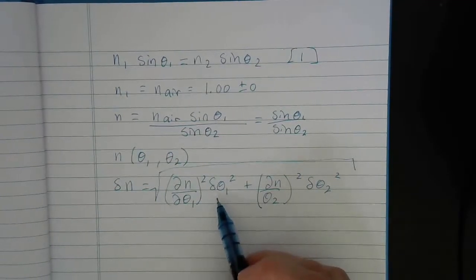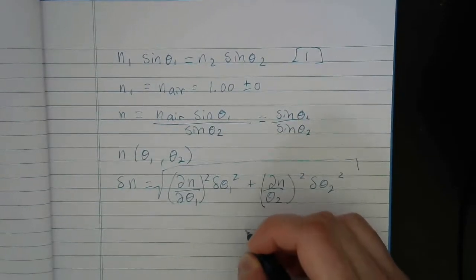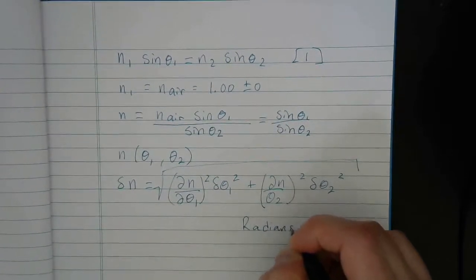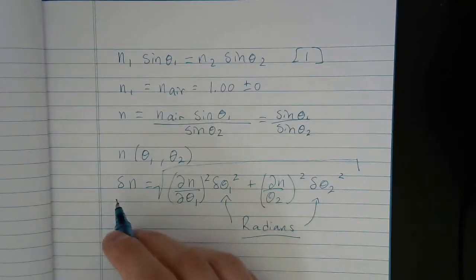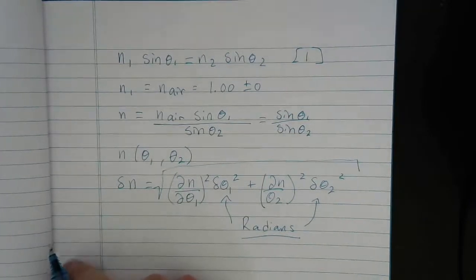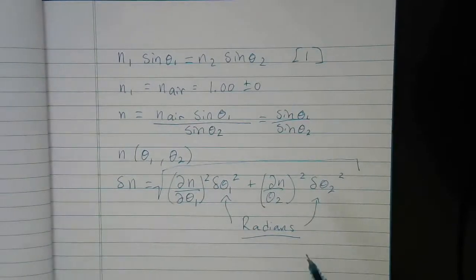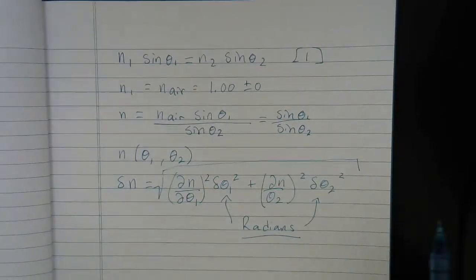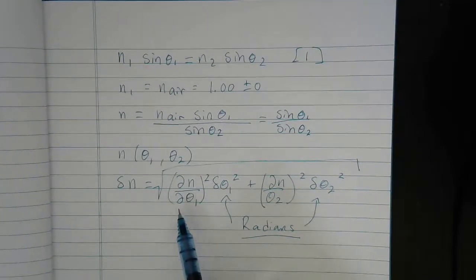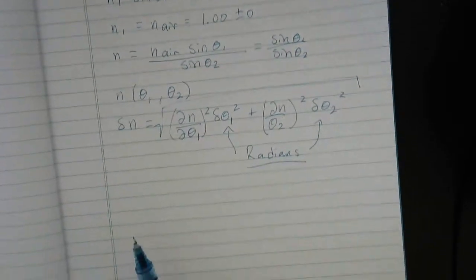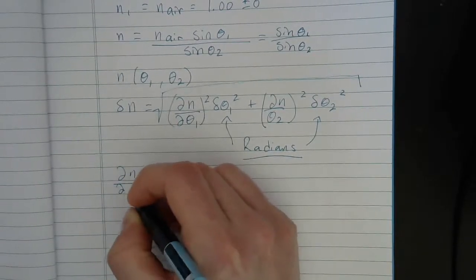So the uncertainties of your thetas come from the measurements, but these values must be in radians in order to calculate this uncertainty correctly. So in your calculations somewhere, you'll need to convert the uncertainties from degrees that you measured using the protractor into radians. The other element we need in order to propagate the uncertainty is to figure out what these two partial derivatives are.